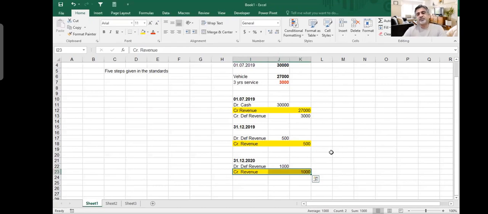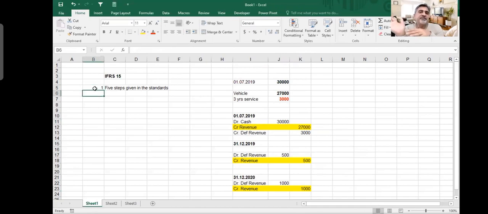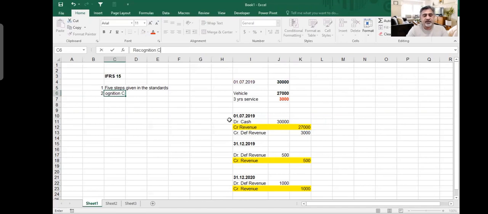So 5 steps we said. Number 1, identify the contract. Number 2, identify the performance obligation. Number 4 was assign value to each performance obligation. And number 5 was recognize the revenue. This is step number 5. So first thing, you should be very careful about what are the 5 steps given by IFRS 15. Number 2, they may ask you, or you may be required to know very clearly, recognition criteria.